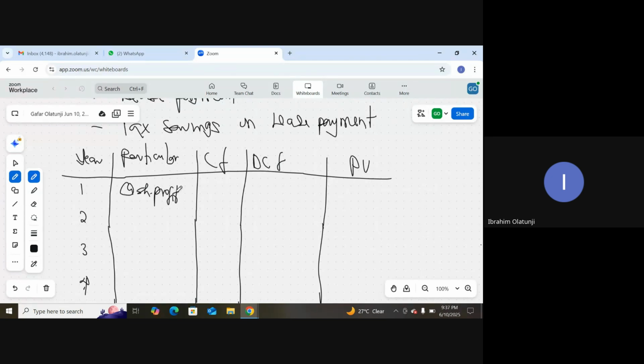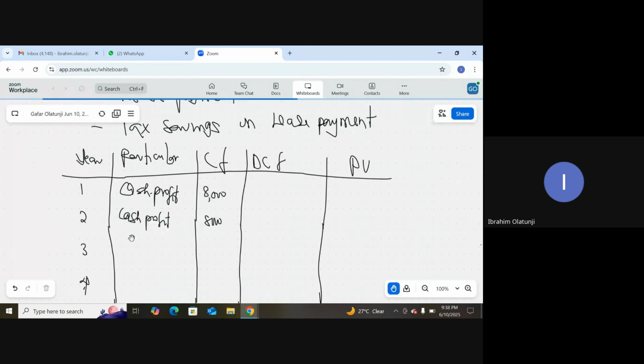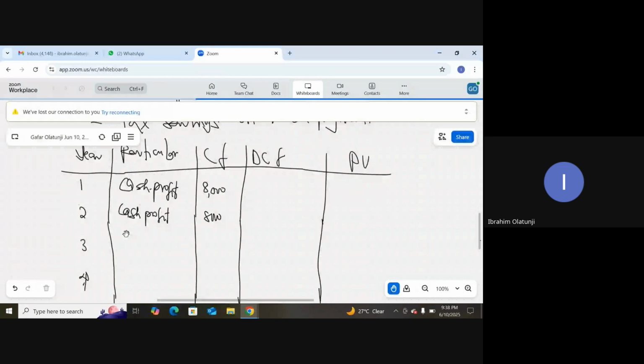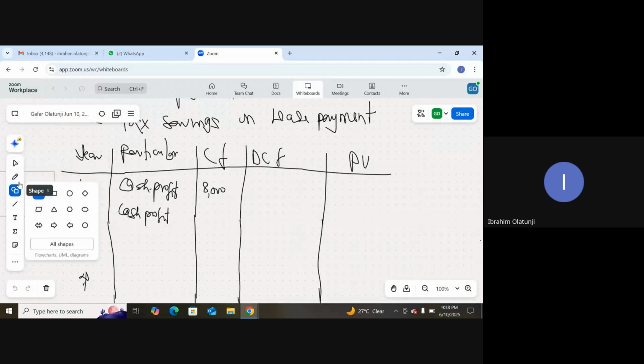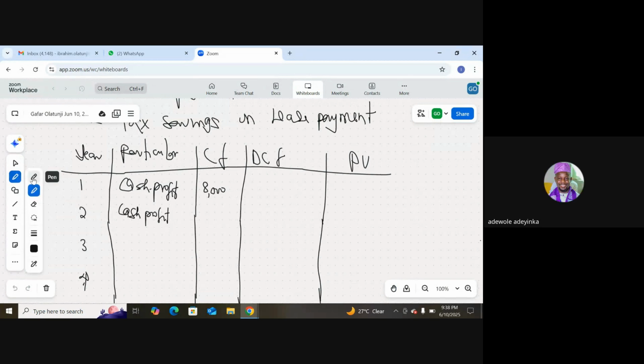Additional cash profit from the machine would be 8,000 naira per annum for 5 years. It means that cash profit. Hello, are you following? Yes, sir.